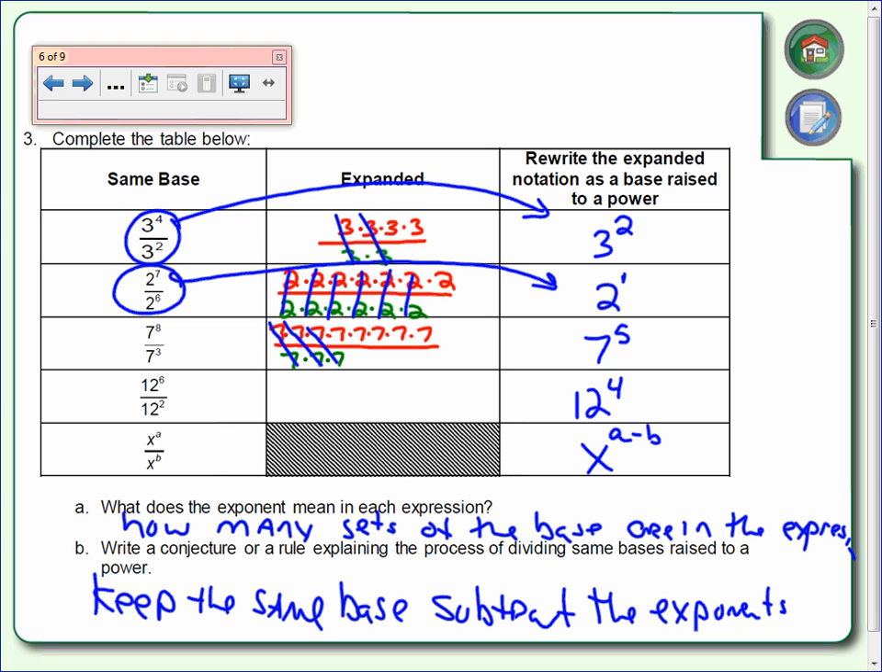Now, by the way, guys, when we say we're going to subtract the exponents, remember, it's always going to be the top exponent minus the bottom. So it's 4 minus 2, 7 minus 6, 8 minus 3, 6 minus 2. So it's the top one minus the bottom. So let's not forget, it's got to be in that order.